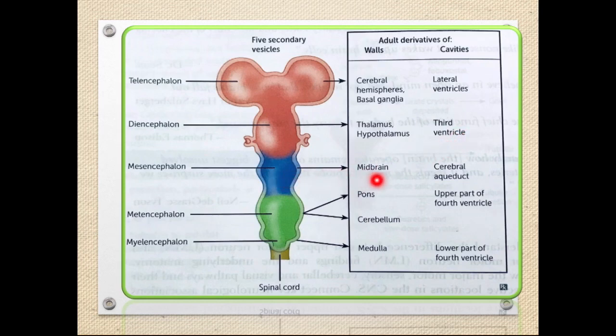The mesencephalon will form the midbrain, and what is lying within the midbrain, the counterpart of this ventricular system, is the cerebral aqueduct. Now, the rhombencephalon forms the metencephalon and myelencephalon. The adult derivatives of the metencephalon are the pons and cerebellum. And what about the ventricular system? The upper part of the fourth ventricle. And the myelencephalon forms the medulla and the lower part of the fourth ventricle.